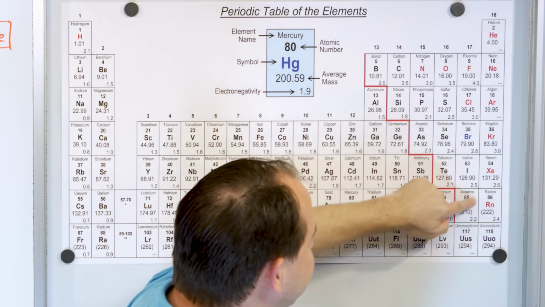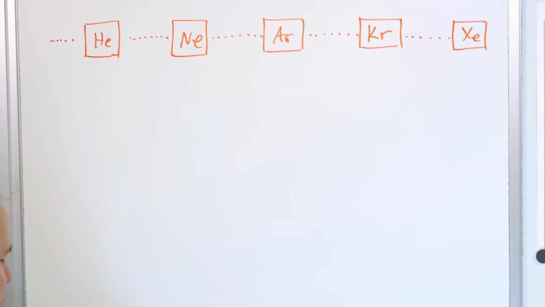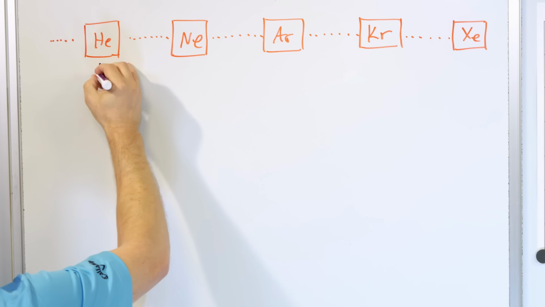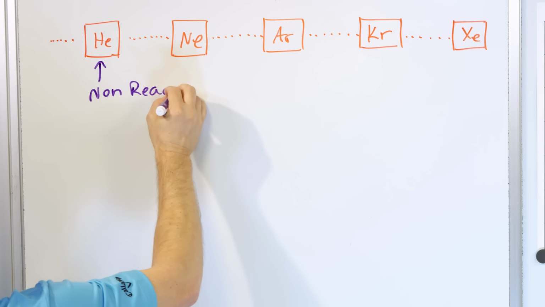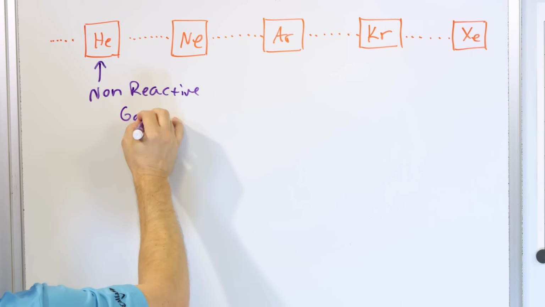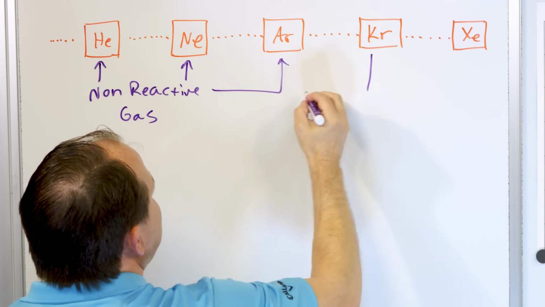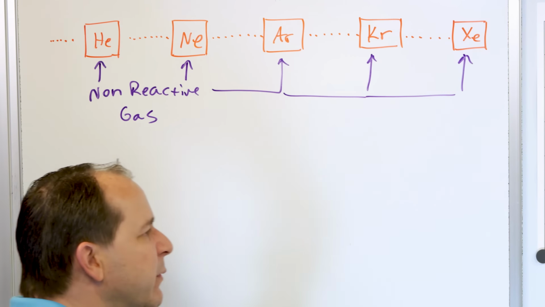You'll understand why it's in the right-hand column in just a second. But let's say you don't know anything about chemistry. What you notice is that every so often you have a non-reactive gas. And the interesting thing is this gas is non-reactive, this one's non-reactive, this one's non-reactive, and also this one's non-reactive. And what I mean by non-reactive is they don't participate really in any chemical reactions, right?